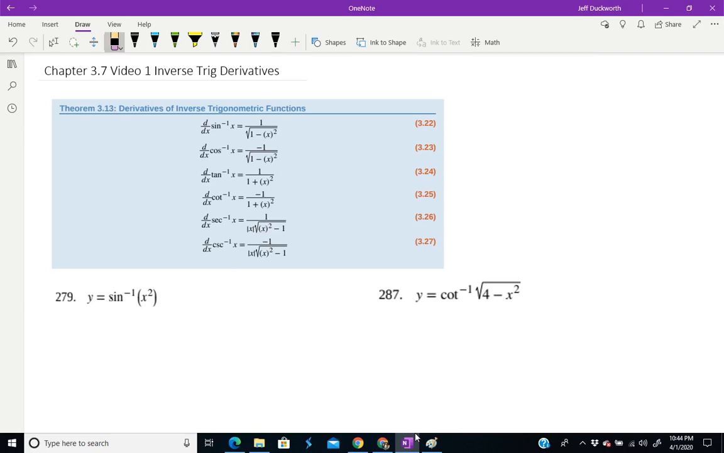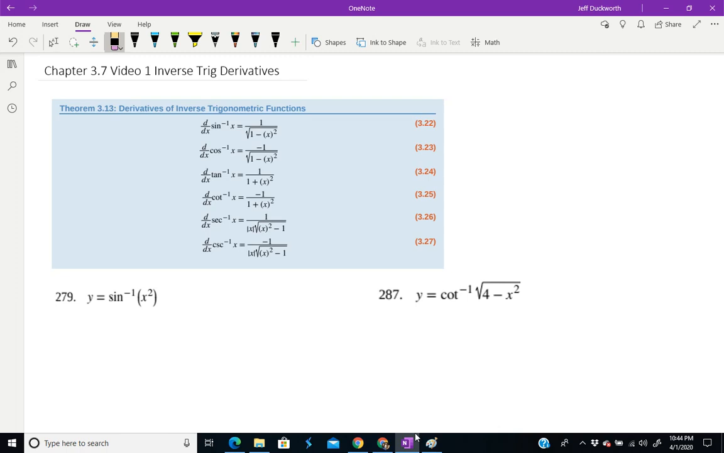Right now I'm going to do a video on chapter 3.7, which dealt with inverse trigonometric functions. Here is a list of the derivatives of each of the 6 inverse trigonometric functions from the book. We also did them in class where I had the x replaced with a u. So again, it's the entire function, and then we have a chain rule that's also going to be done.